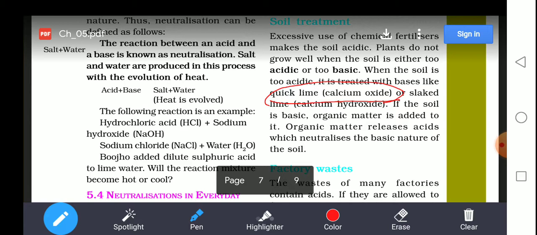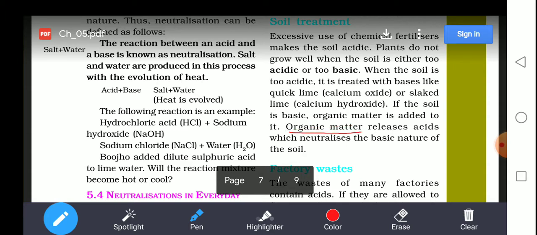These are the basic substances which are added to the soil. If the soil is acidic, quick lime or slack lime is added. What about if the soil is basic? If the soil is basic, what are you adding? Organic matter. What is organic matter?